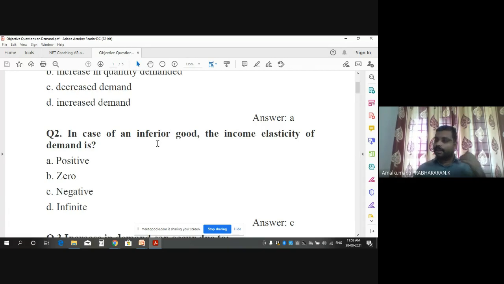Because in case of inferior goods, if one particular person's income is increasing, he shifts from inferior goods to superior goods. This will reduce the demand for inferior goods. This leads to a negative income elasticity. So in case of an inferior good, the income elasticity of demand is negative, always negative.